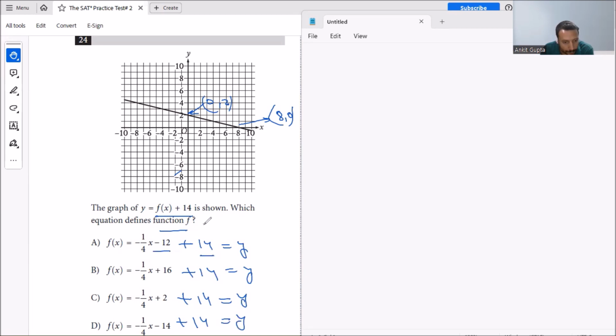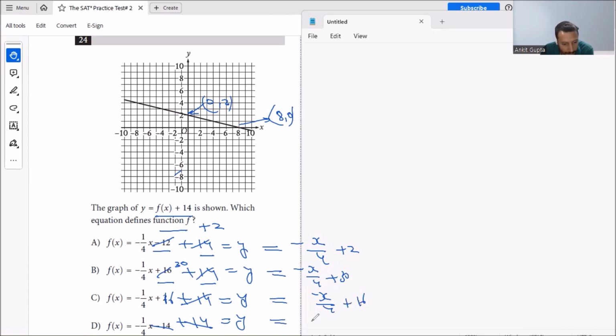So this will become plus 2. I can remove this 2. This will become 30. I can remove this 2. This will become 16. I can remove this, and this will cancel out. So this one is y is equal to minus x by 4 plus 2. This is y is equal to minus x by 4 plus 30. This is y is equal to minus x by 4 plus 16. And the last one is y is equal to minus x by 4.